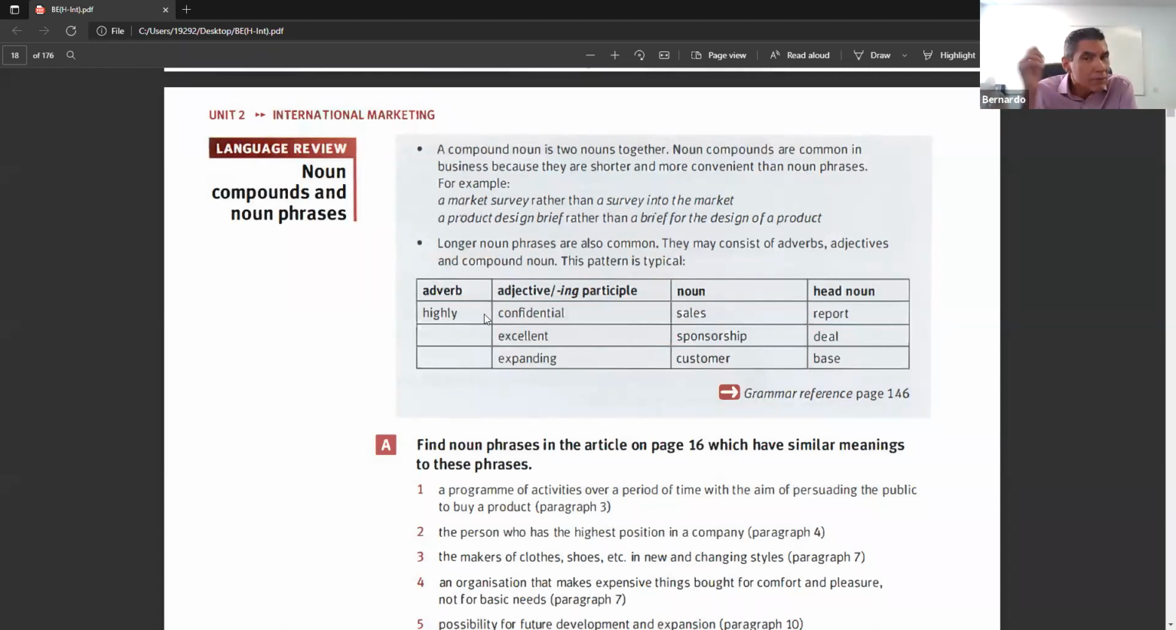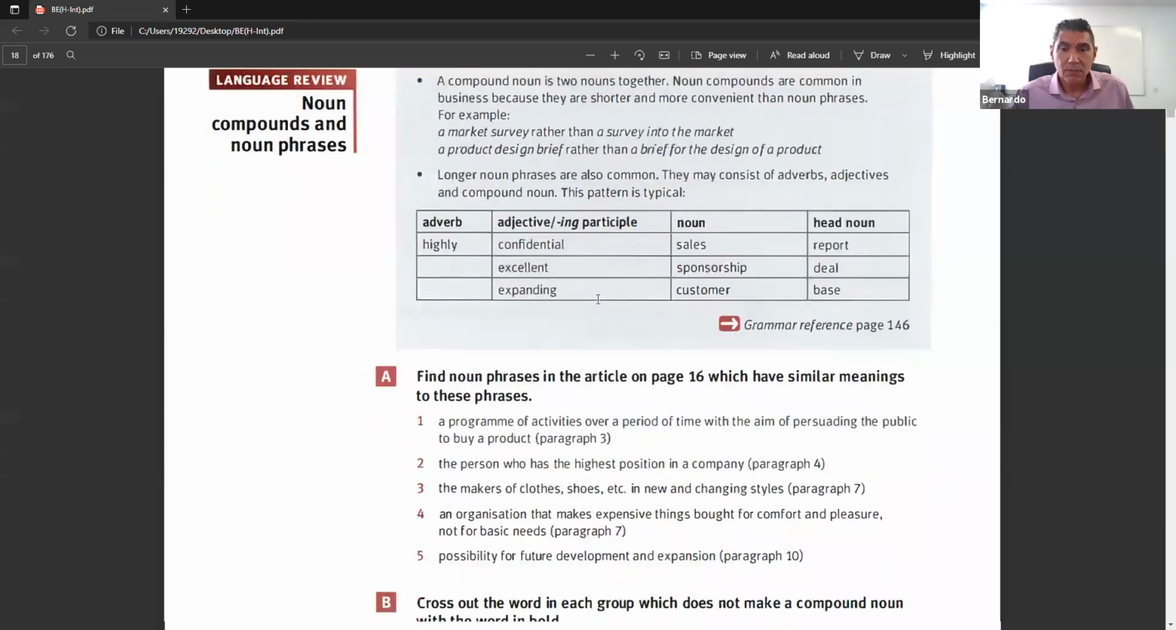You have to know your parts of speech, right? That's all you have to know. Highly ends in ly, a big key there, right? It ends in ly, adverb. Confidential, adjective, all right? So let's see if we can try this as an example. Let me know if you have any questions. Anybody have any questions about this?